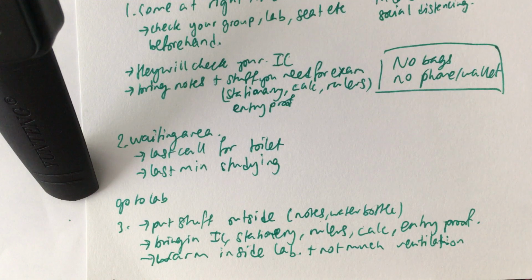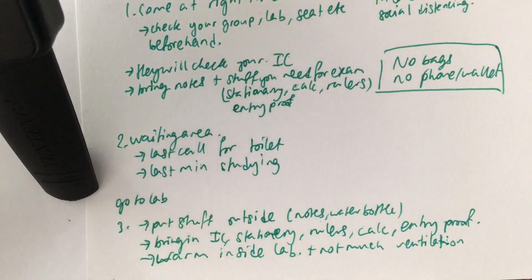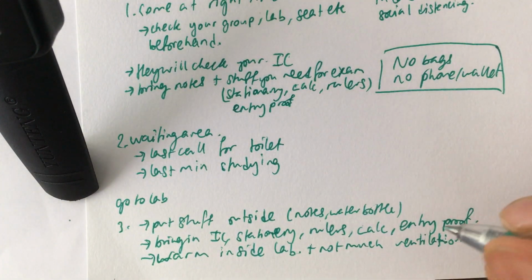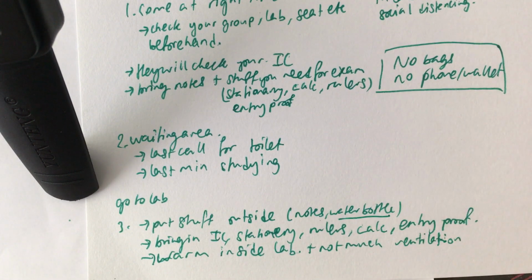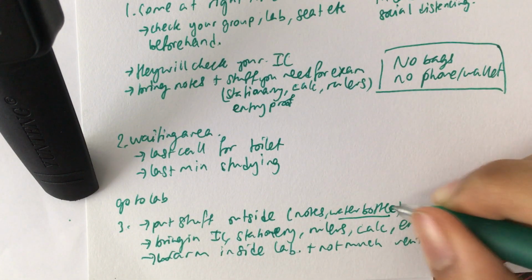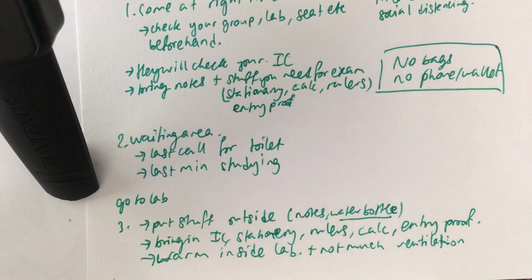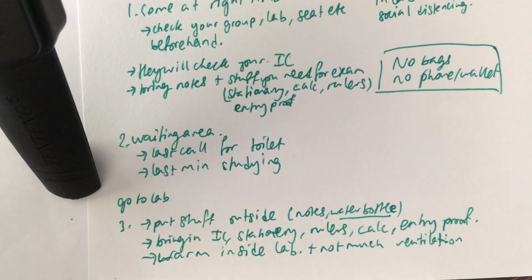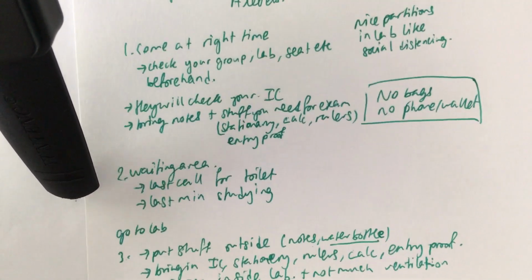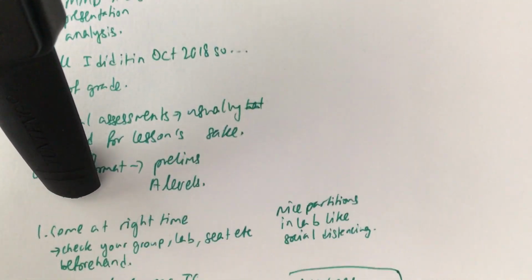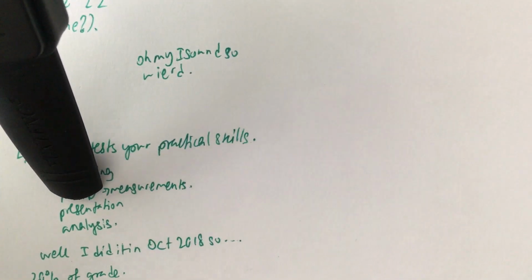Your water bottle must be left outside, so just drink enough water before you go in. Just bring your IC, and if you have tissue or something, you can bring it in. Just make sure that you don't have any illegal stuff when it comes to exams. Don't bring any notes inside the lab.